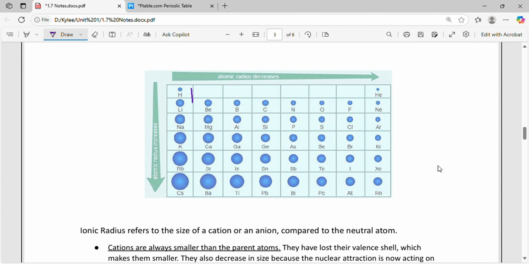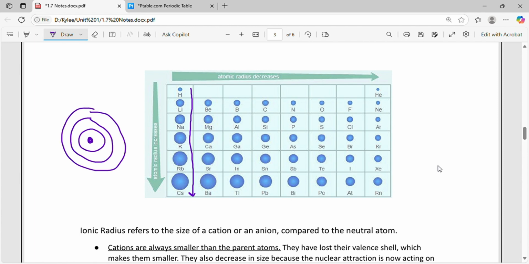As I go down the periodic table, I'm adding additional energy levels. So it would make sense that if I'm adding energy levels, and remember in our Bohr model, the energy levels are these guys. As I add energy levels, that distance from the middle to the outside, that radius value, does get bigger. And that's what we see going down, is we see an increase in the radius.